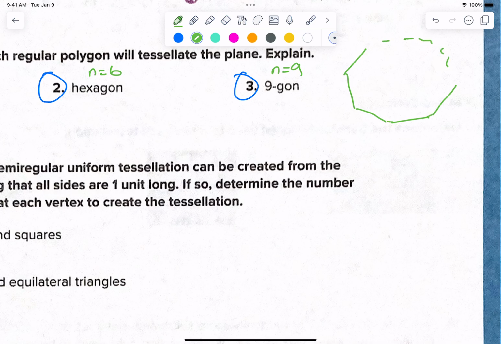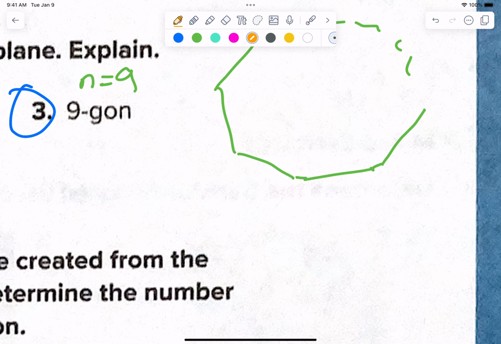So I need to figure out what each one of these angles is in order to figure out whether it will tessellate the plane. The first thing that I have to do is figure out how many degrees are inside of here. What's the rule? How many triangles are there? 7. N minus 2 is 7, right? 7 times 180. What's 7 times 180?